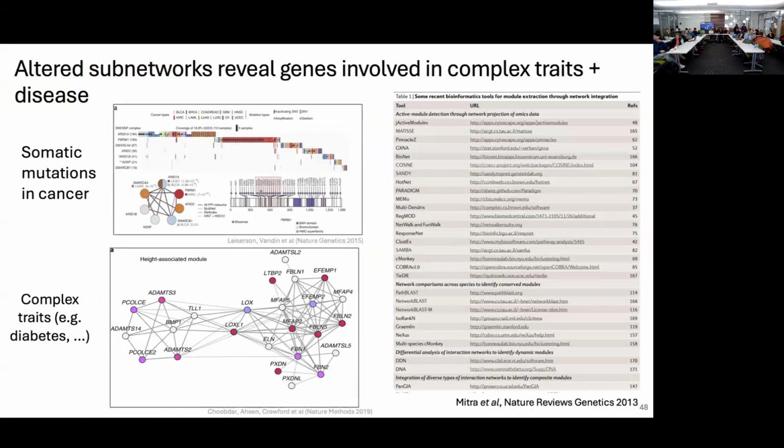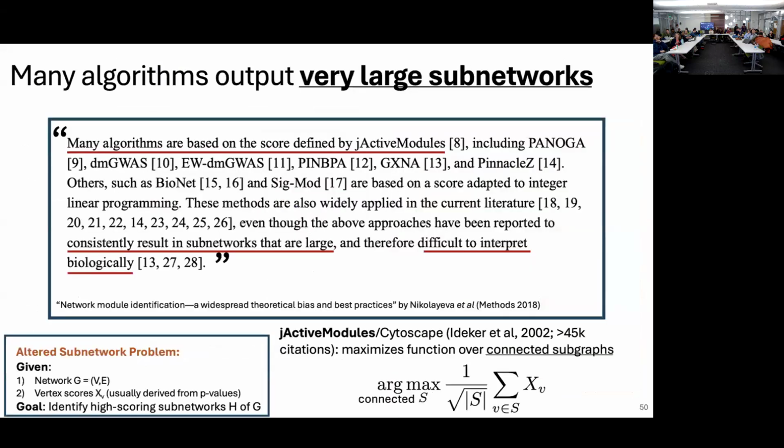So this problem of finding altered subnetworks has been very well studied over the past 20 to 25 years. These altered subnetworks tell you, for example, groups of interacting genes in cancer, or groups of interacting proteins, also in other complex traits like diabetes or height. And over the past 20 years, there have been tons of methods for solving this. So it might seem like this is a very well-studied problem. There's not much to do here.